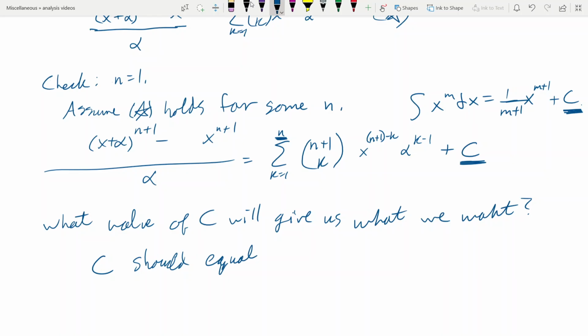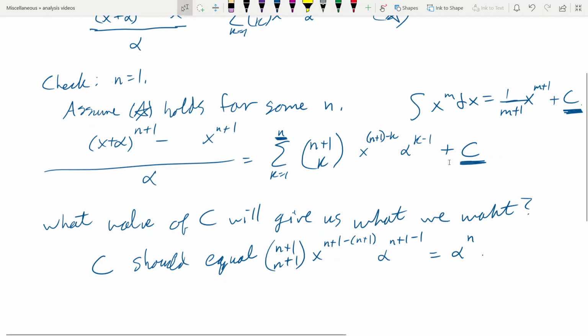let's see, so when I put k equals n plus 1, I'm going to get n plus 1 choose n plus 1 times x to the n plus 1 minus n plus 1 alpha to the n plus 1 minus 1. And this all works out just to alpha to the n. So our goal is to try and show that c must equal alpha to the n.